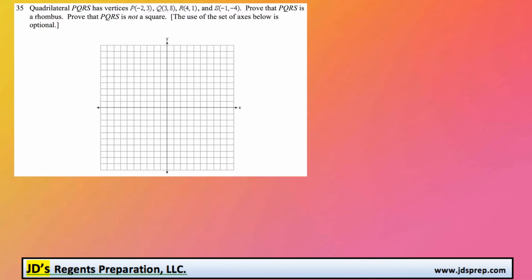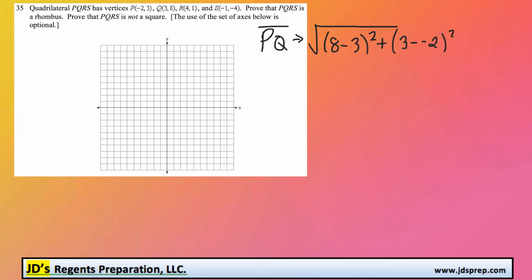For example, we could start with the line from P to Q, and that would be the square root of 8 minus 3 squared plus 3 minus negative 2 squared. And again, friendly reminder that we're getting these numbers from y2 minus y1, 8 minus 3. So there's y2 minus y1. And then 3 minus negative 2 would be x2 minus x1.